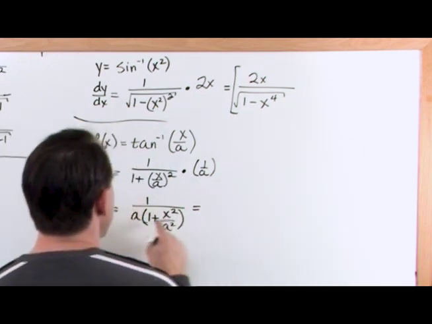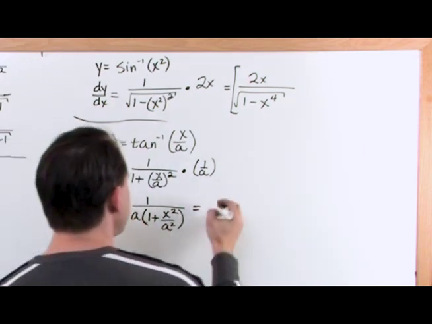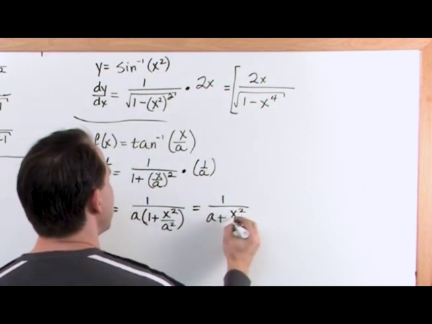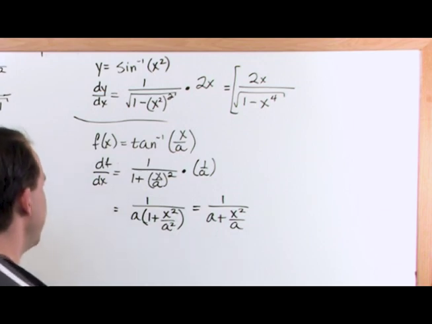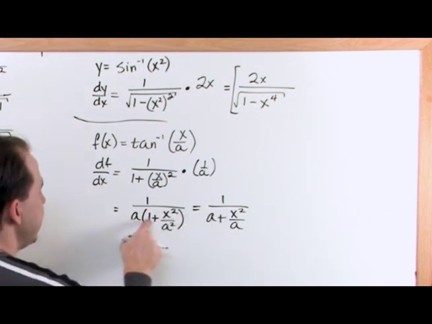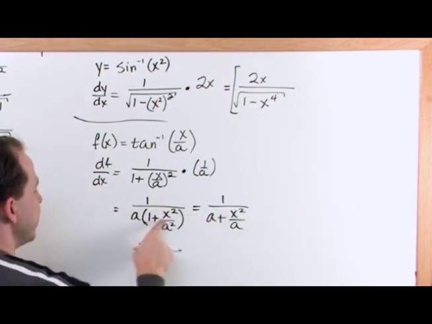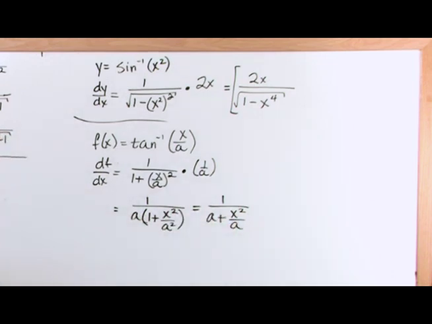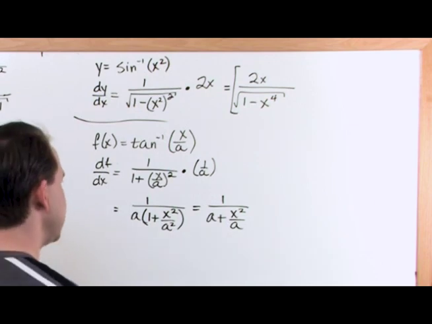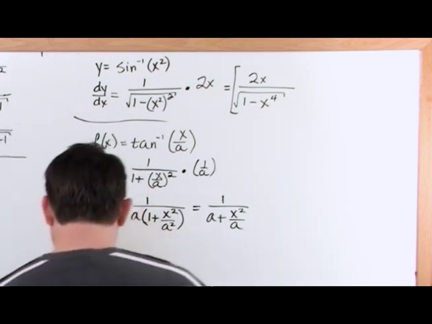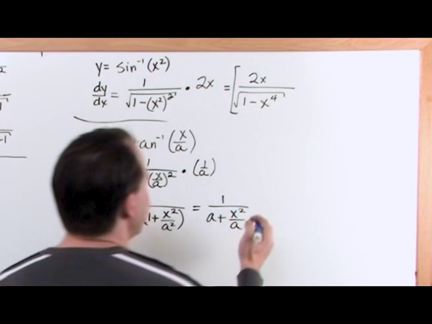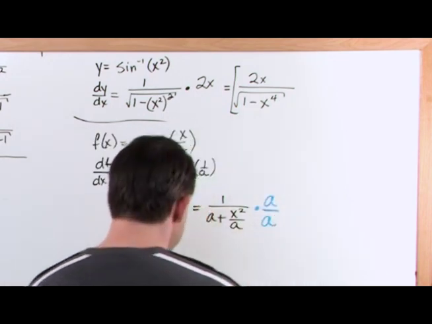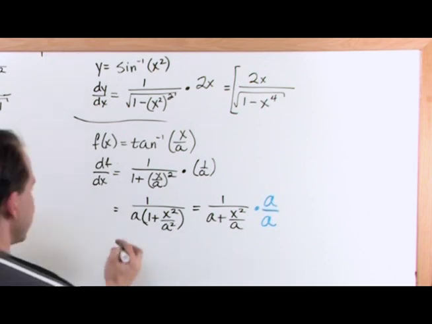And if I want to distribute this a in, it would be 1 over a plus x squared over a. Because a times 1 is a, and a times this stuff, the x squared is going to stay. One of these a's is going to cancel with one of these, giving me 1a right there. And then finally, if I want to make this thing a little bit more tidy, just for giggles, I can multiply the top and the bottom by a, which is just multiplying by 1, and that's going to clean up some fractions.